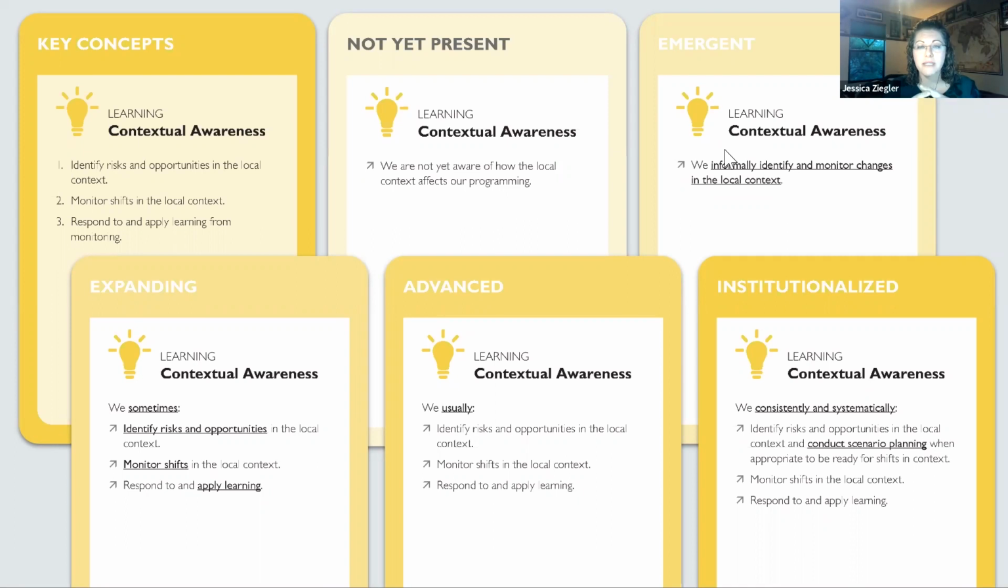The other thing is that you can see here that there is a logic that's consistent throughout the subcomponents and across the maturity spectrum. Not yet present is not yet, right? Like we're not doing it. And then emergent is like ad hoc, informal. Expanding is we're sometimes doing it, or the minority of people are starting to do it. Advanced is we're usually doing it, or the majority of people are doing it. And then institutionalized is really about consistency and systematization of that, like really bringing it into how you work as an organization. And so that flow is pretty standard across all of the subcomponents.